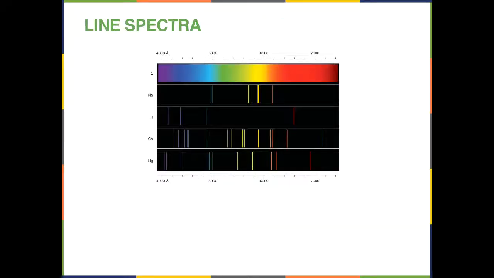Now, this diagram shows you something known as a line spectrum. These are the various lines you see at the top. Number 1 represents the broad spectrum of visible light, and it's a continuous spectrum.